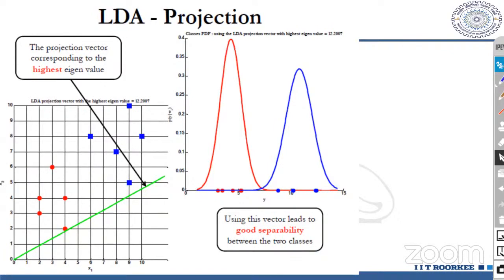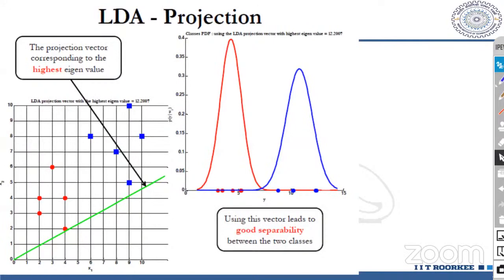have good separability. So the largest eigenvalue in LDA, its corresponding eigenvector, will give you good separability. This will hold for a multi-class problem also. You may have n eigenvalues; find the largest eigenvalue and take the corresponding eigenvectors. That will solve the problem.